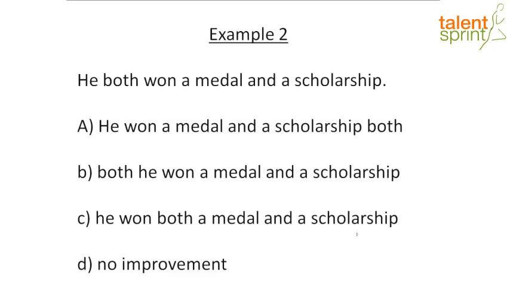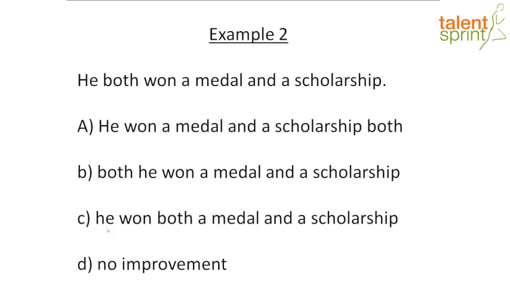He both won a medal and a scholarship. That's the sentence given, and my options are: option A, he won a medal and a scholarship both. Option B, both, he won a medal and a scholarship. Option C, he won both a medal and a scholarship. And then, of course, no improvement. Now, let's understand our sequence. We have the subject, he. Both is my indirect object, won is my verb, which means I have to interchange that. And then I have a medal and a scholarship, which are my direct objects, right? So which sequence is giving me the order that I need? Is it option A, option B, or option C?